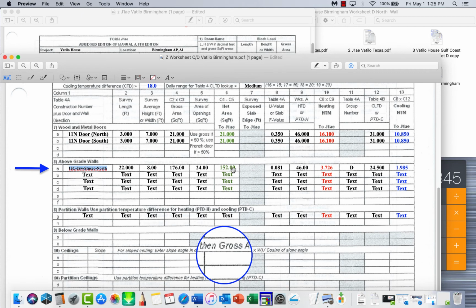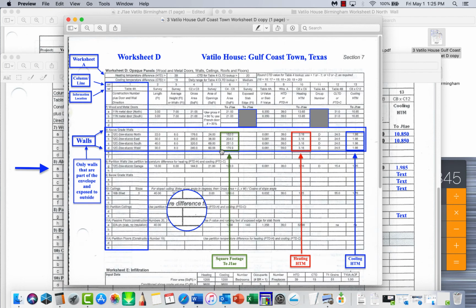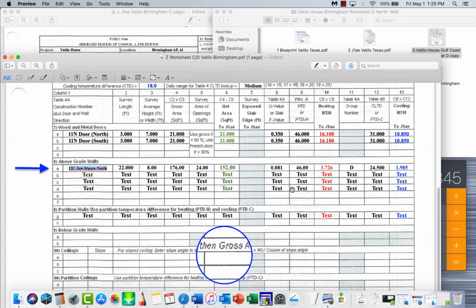Like I said, we got our net area square footage, a heating HTM, and a cooling HTM. So these are our main numbers. And let me bring back up this Vatilo worksheet. These are the main numbers here that you're going to bring back over. So this will be your square footage for each of the walls. This will be your heating HTM you come up for each of the walls. And this will be your cooling HTM you come up for each of the walls. Okay.